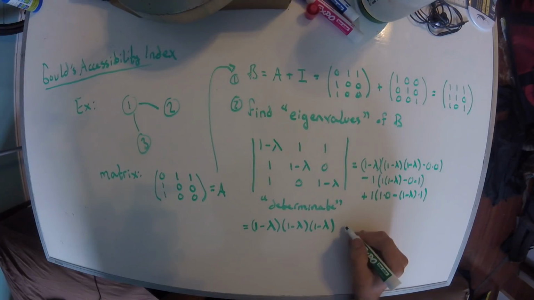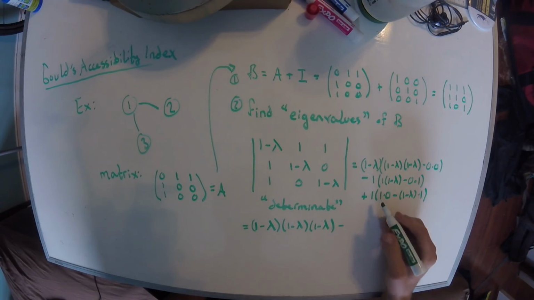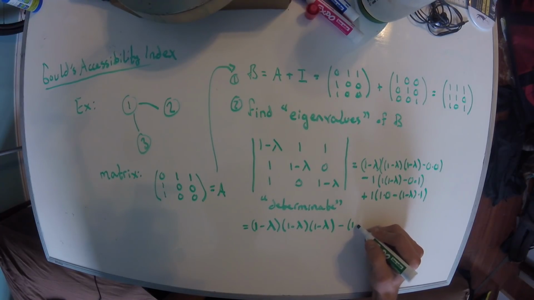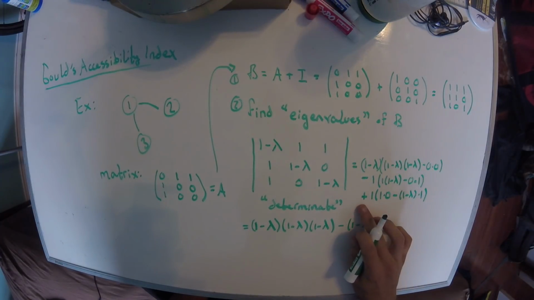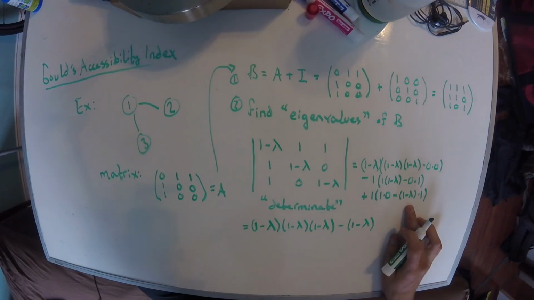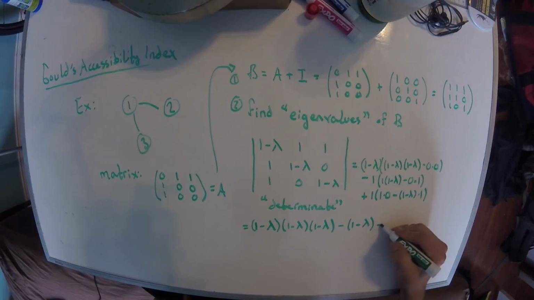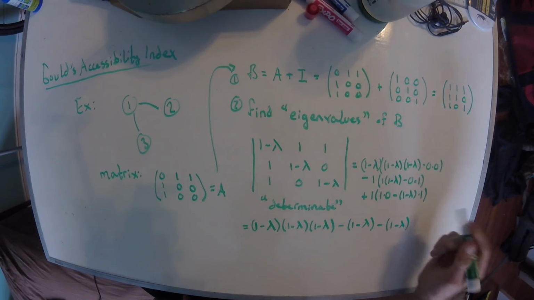Okay, and now we'll do minus, and then this is just minus a 1 minus lambda, because we have 1 times 1 times 1 minus lambda minus 0. So at the end of the day, that's just 1 minus lambda. And then we have this term, which is 1 times 0, so that's a 1, minus 1 minus lambda, so we're doing another minus 1 minus lambda.